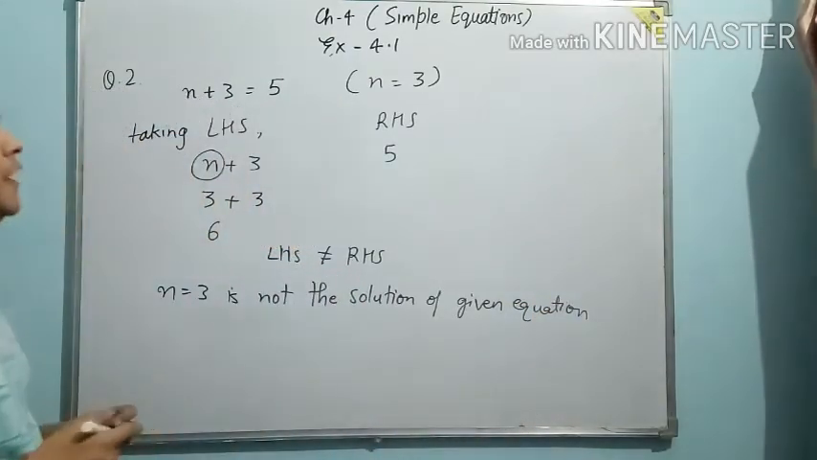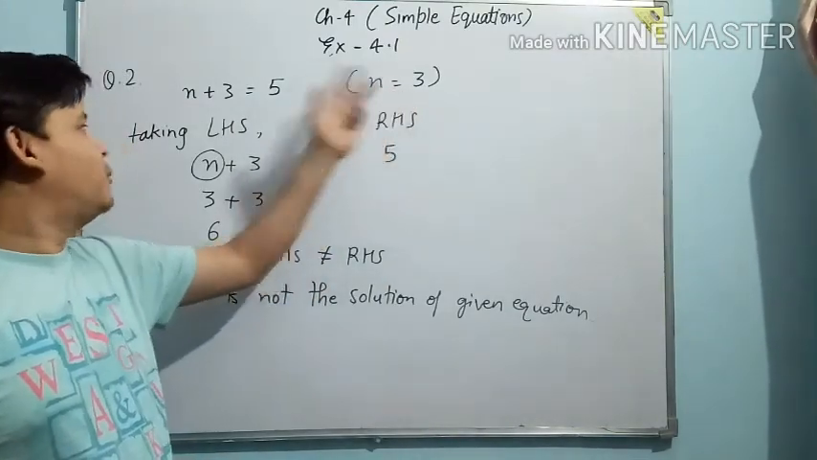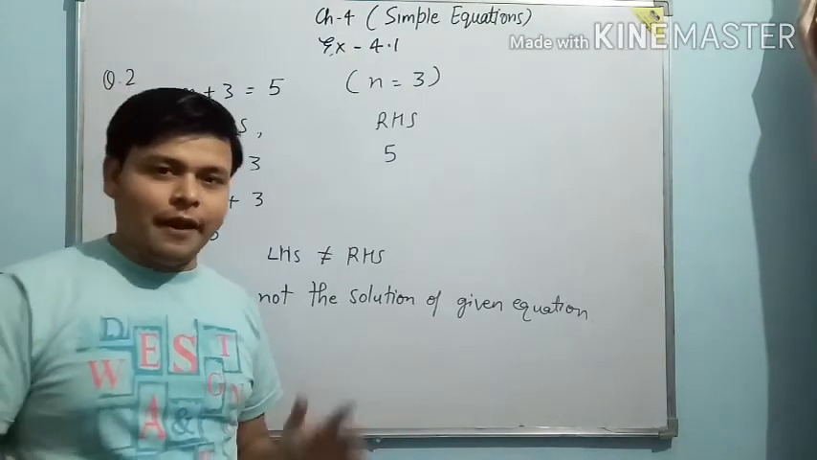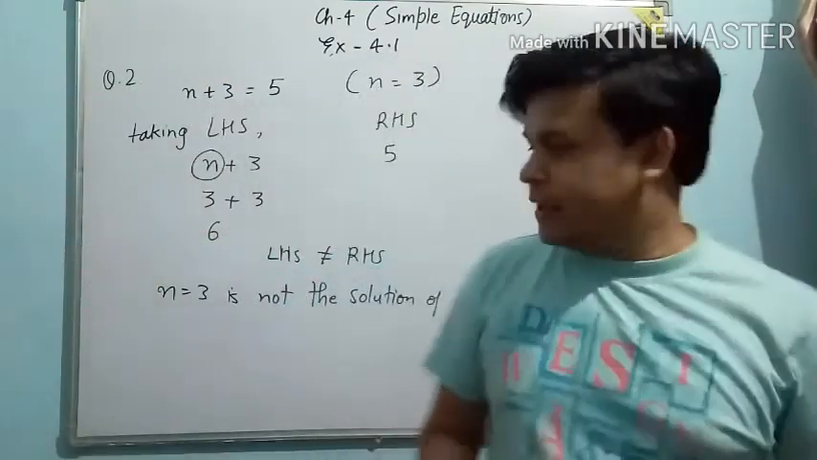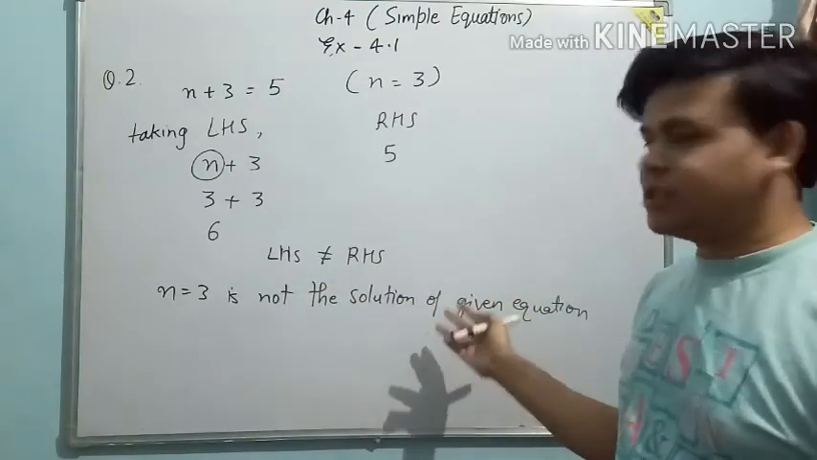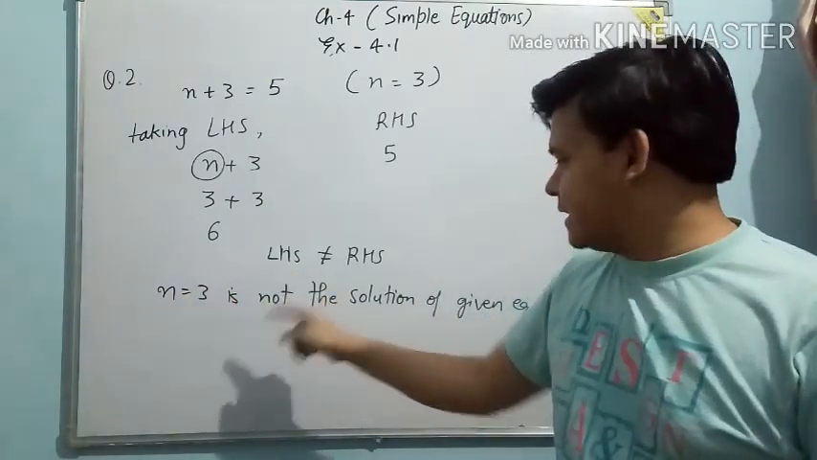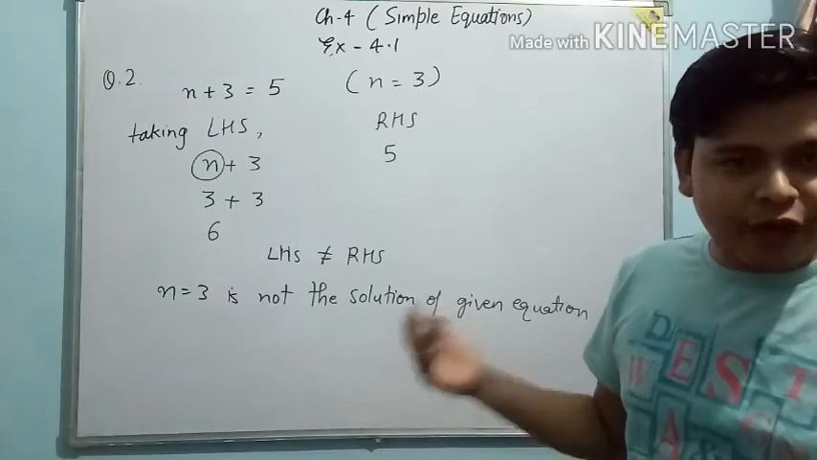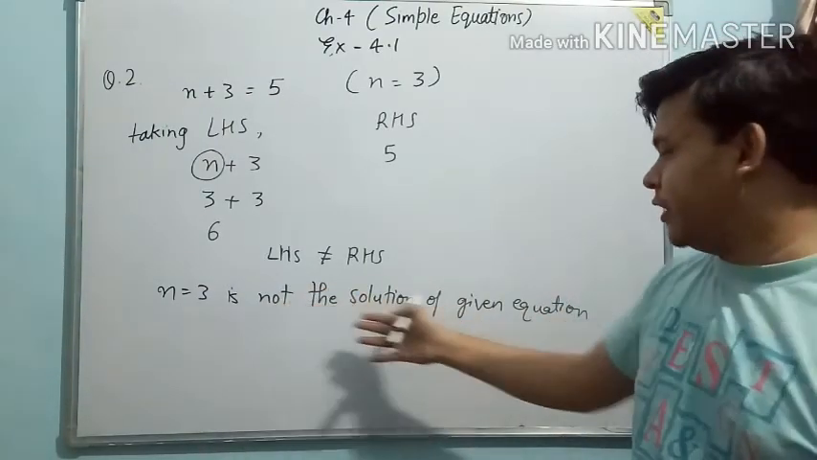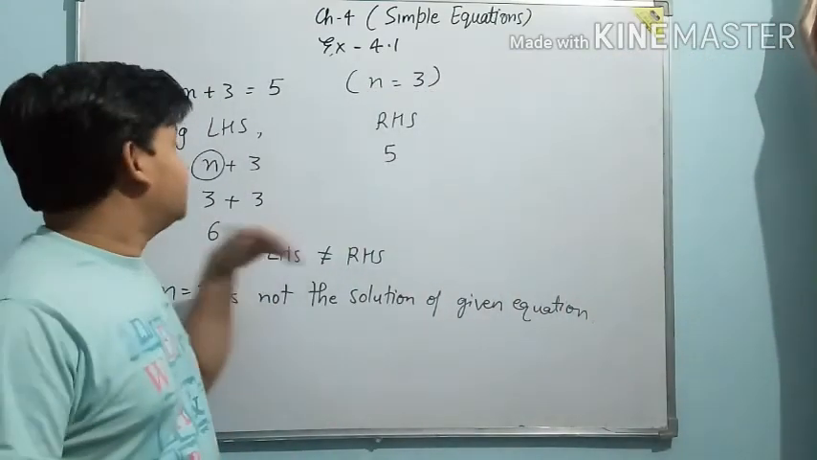So similarly, you have to solve all the parts of this. Whatever values are given in brackets, you will put in place of these variables, and check whether the LHS and RHS are the same or not. If they are the same, we will write yes. Suppose you get the LHS and RHS the same, then you will write here that n equals whatever value is given is the solution of the given equation. And if they are not equal, we will write the same statement which I have written here, and in this way solve the next questions of question number 2.